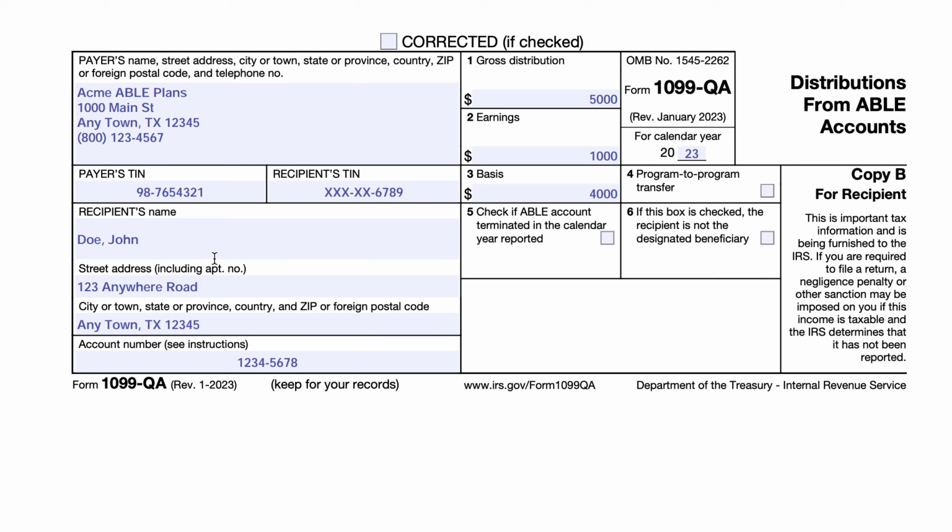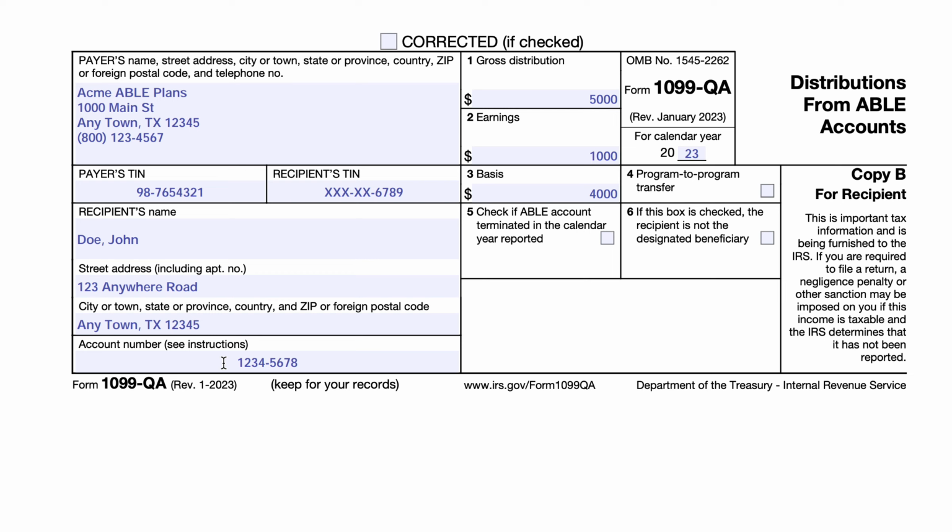So this is an opportunity. If you don't have the right address in here, then this is incorrect information that's also being reported to the IRS. So if you need to update your address, you should do so with your account custodian, and then you should also consider filing Form 8822 with the IRS, which is the change of address form.